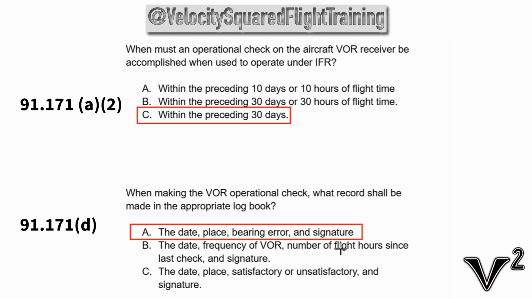Number of flight hours since last check is not. That should be something that you see and go, okay, that's crazy. And then satisfactory or unsatisfactory. The bearing error tells you whether it is satisfactory, so you don't write that in. So that's kind of your two gimmies that are bad.